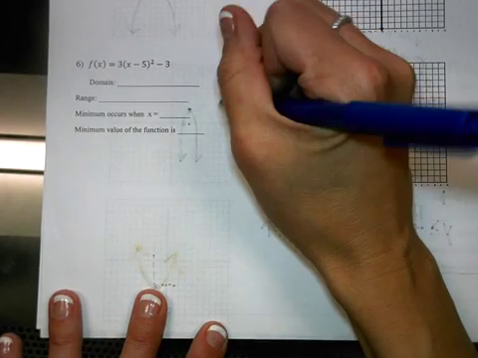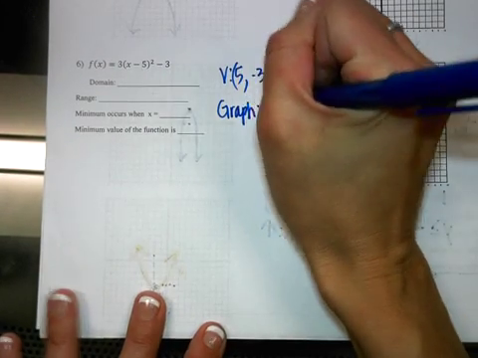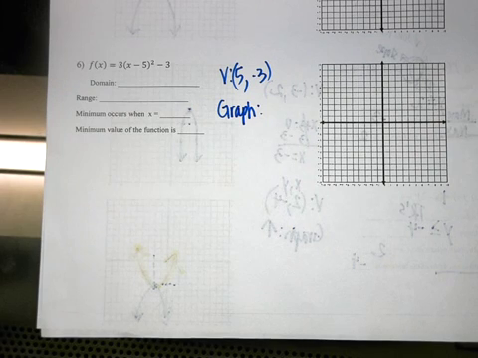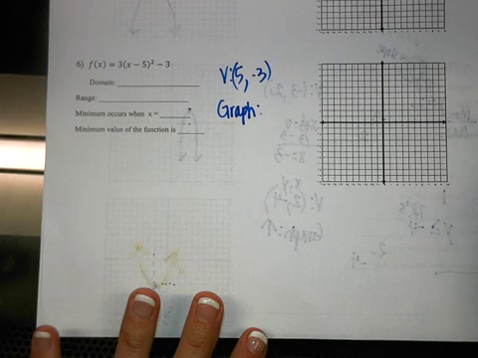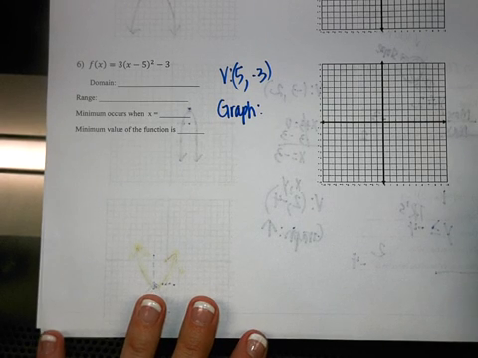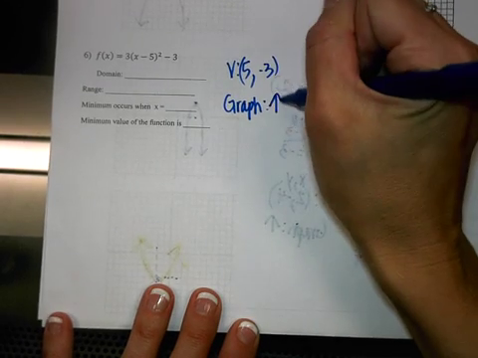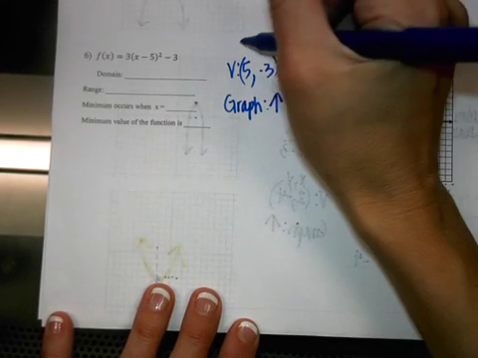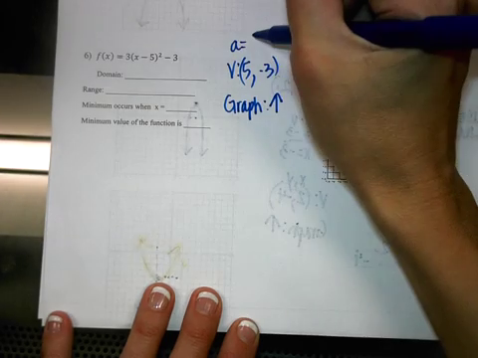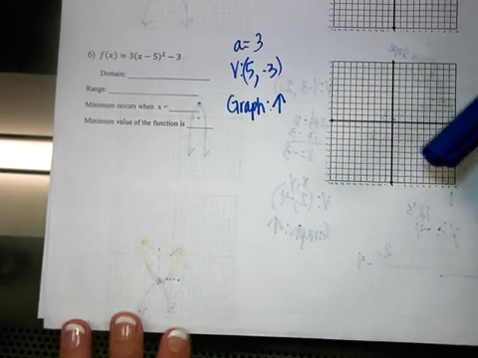Direction of my graph is going to be what? Direction up. Okay, how do you know it's going up? Because the number is positive. The a value is +3. Very good.